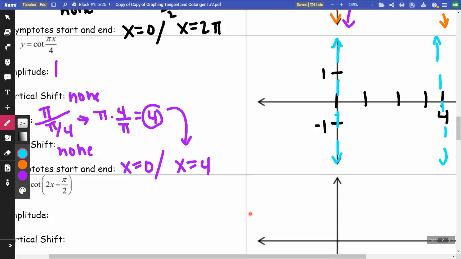This is a positive cotangent. So I've got 0 here, and then my cotangent, I start quadrant 1 is positive, quadrant 2 is negative. So that's my graph.